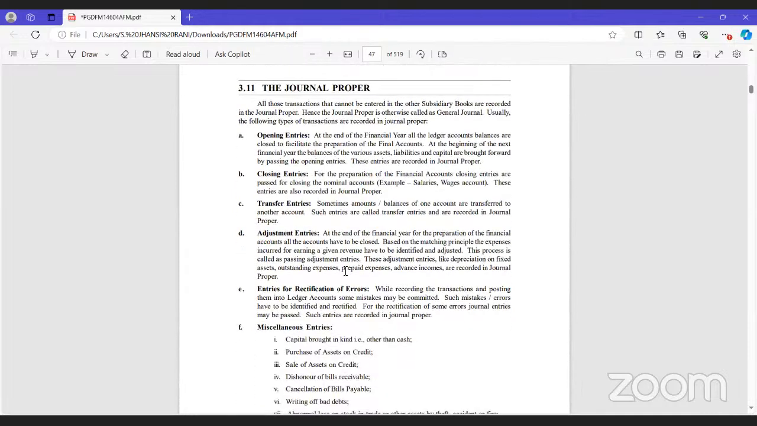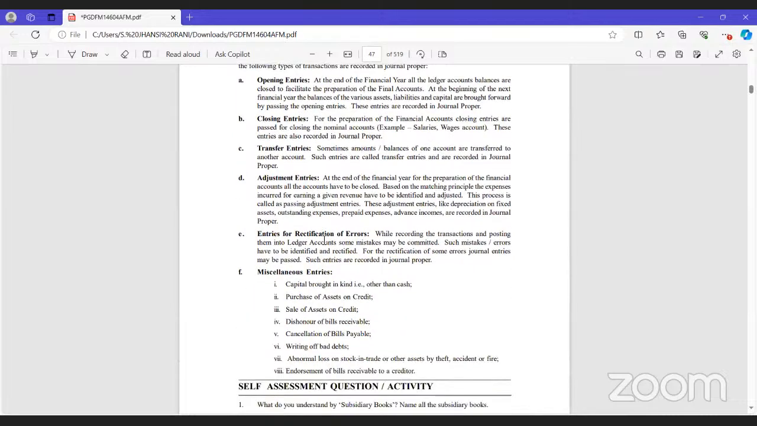Journal proper means where there are certain transactions which will not be recorded in any of the books, they will be recorded here, like opening entries, closing entries, transfer entries, adjustment entries, entries for rectification of errors, miscellaneous entries; all will be written over here.